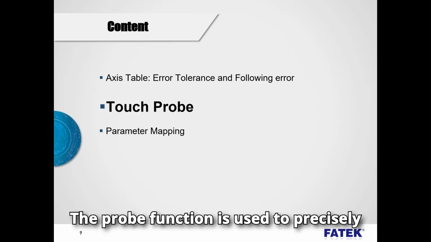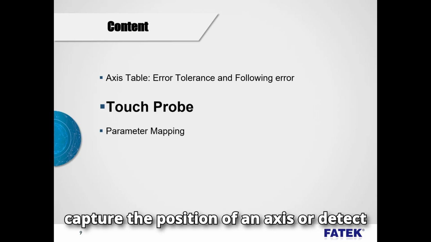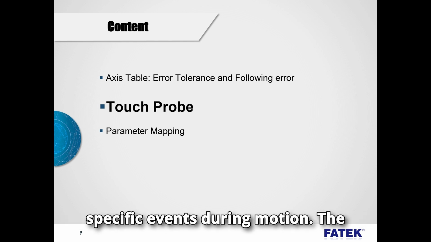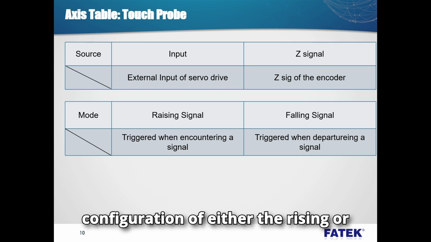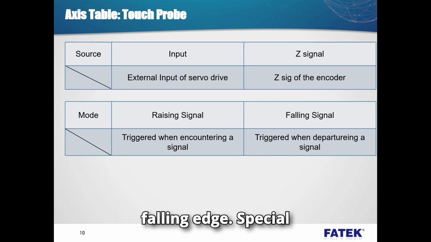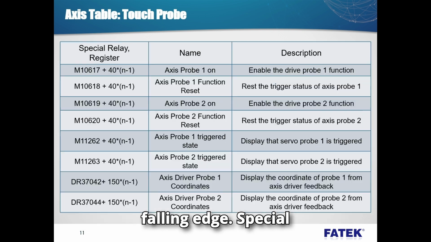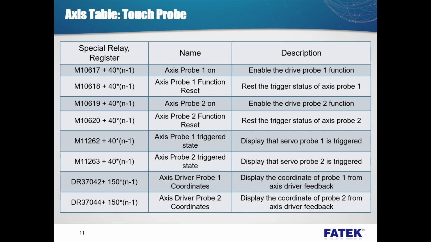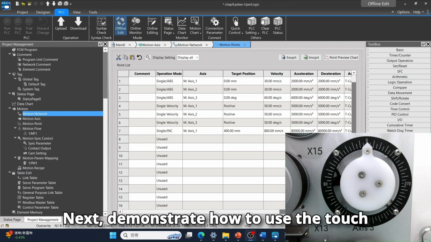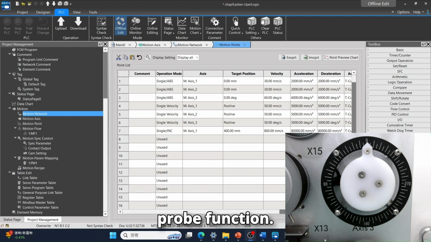The probe function is used to precisely capture the position of an axis or detect specific events during motion. The touch probe triggers through an external DI signal of the drive or Z signal of the encoder, based on the user's configuration of either the rising or falling edge. Special registers and special relays used for the probe function. Next, demonstrate how to use the touch probe function.